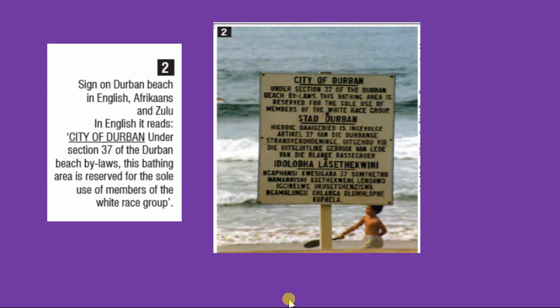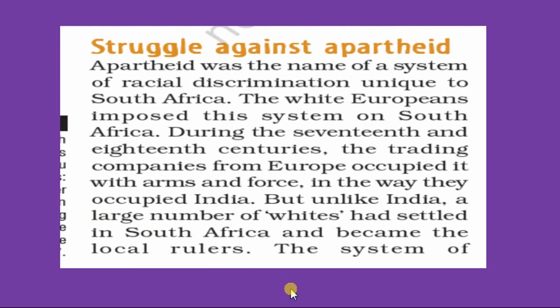So apartheid policy, and Nelson Mandela fought against apartheid policy, and for that it was treated as treason or working against your own country, and he was kept in the most notorious prison, Robben Island, for 28 years. Struggle against apartheid.